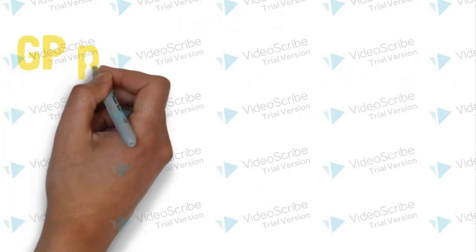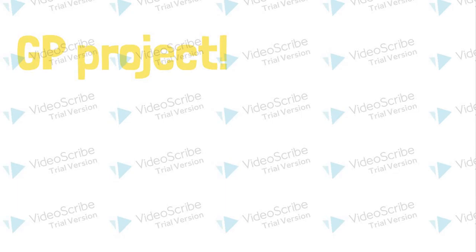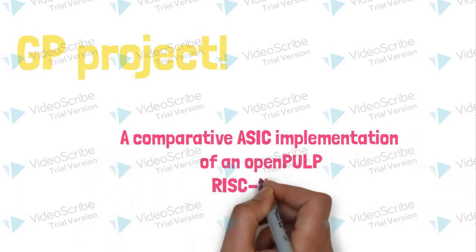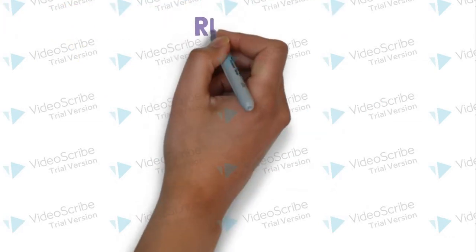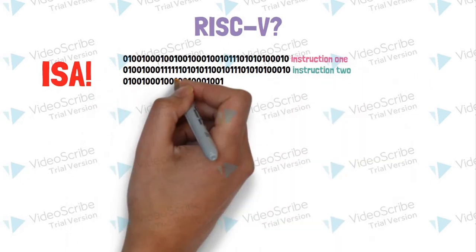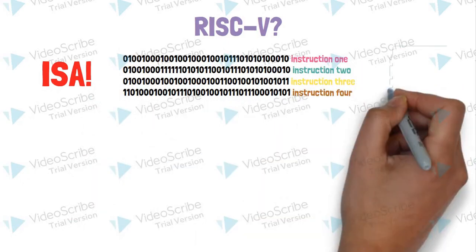Our project is a comparative ASIC physical implementation of a RISC-V core that was provided by OpenPulp. RISC-V is an instruction set architecture, and an instruction set architecture is a group of instructions that abstract the way a computer or a processor behaves.